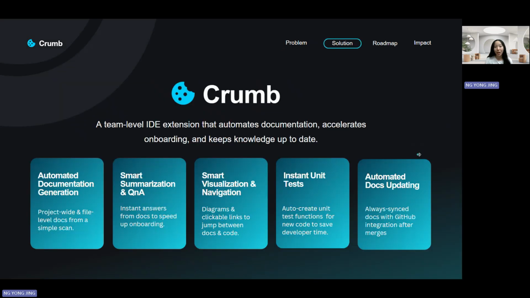So that's why we're here today. We built Crumb, a team-level IDE extension that automates documentation, accelerates onboarding, and keeps knowledge up to date. We have 5 key features here. First, automated documentation generation: project-wide and file-level docs created instantly from a simple scan of the repo. And next, smart summarization and Q&A.